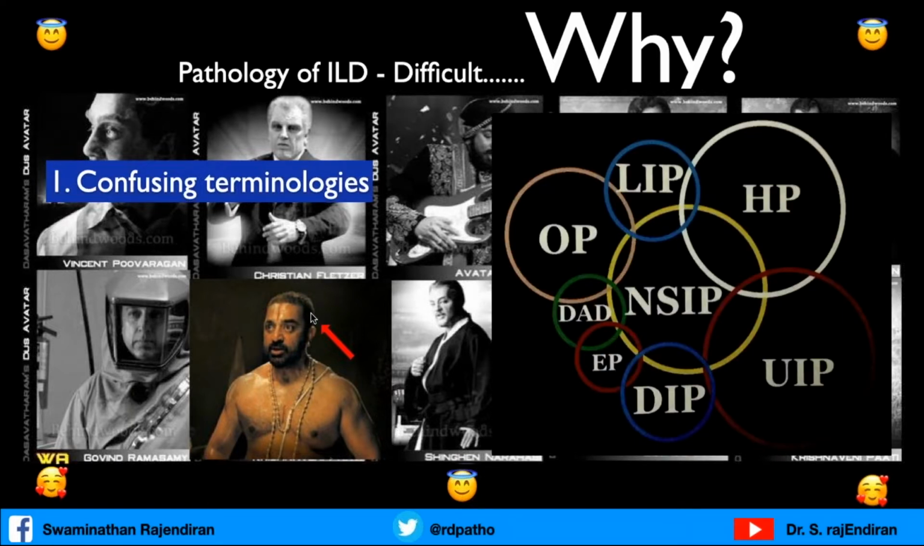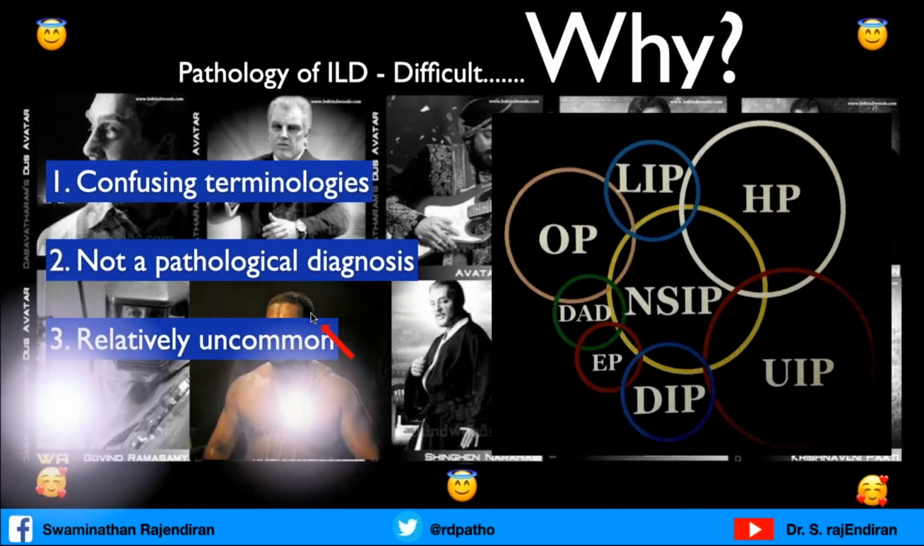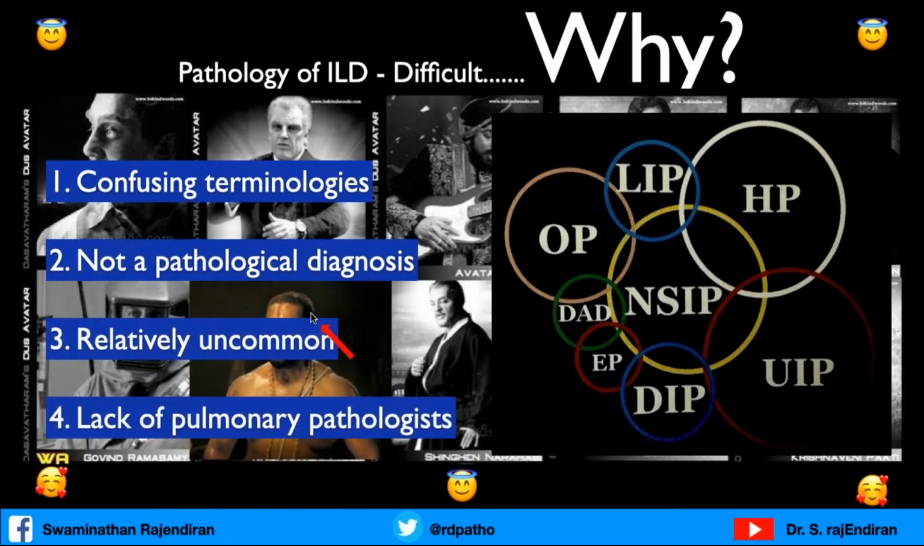See here: LIP, NSIP, HP, DAD, EP, DIP, UIP. Different terminologies are used which are confusing. Number two, it is not a pathological diagnosis. Please remember, interstitial lung disease is not a pathological diagnosis. Whatever you see in the lung is only pathological findings. We have to correlate with the radiology and the clinical picture. And it is relatively uncommon, and we lack well-trained pulmonary pathologists, especially in India.